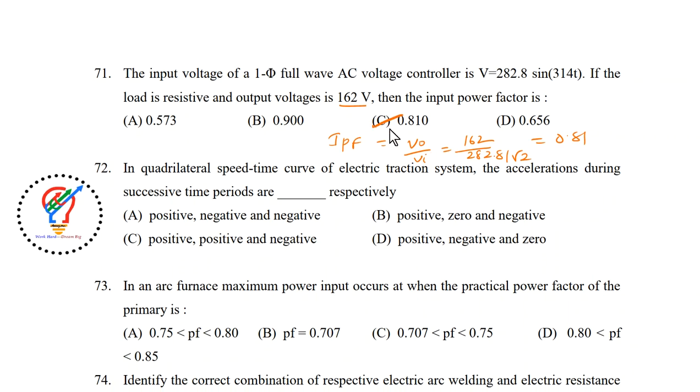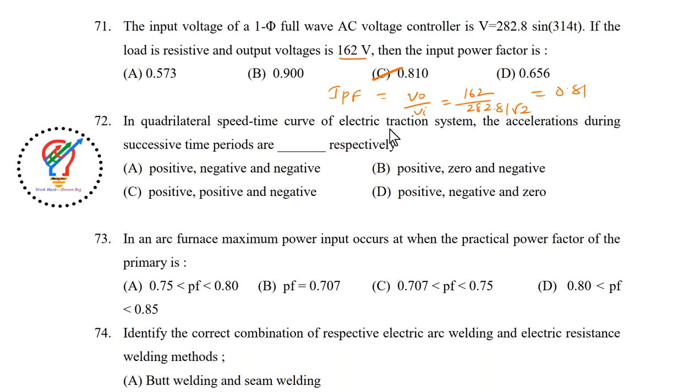And next one, in a quadrilateral speed time curve of electric traction system, the accelerating during the successive time periods are. So in a quadrilateral system here, it is like this. Okay, the speed time characteristics curve of electrical traction system, accelerating during successive time periods are. So it is positive, zero and negative. So answer will be B here.